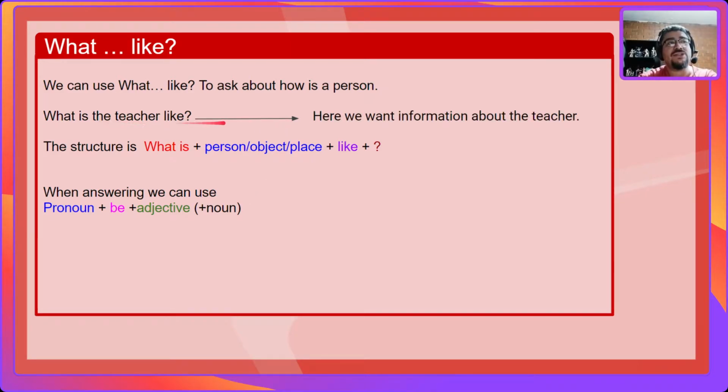Here, what is the teacher like? We want to know information about the teacher. Here we can see the structure. The food is the subject, in this case the person, and then we have "like," and then we have "in Mexico," right? Now, when we answer, like I said before, we're going to use the verb to be and an adjective. It is delicious.